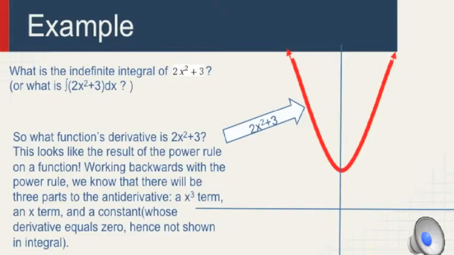Our first example here is, what is the indefinite integral of 2x squared plus 3? So, what function's derivative is 2x squared plus 3? This kind of looks like the result of the power rule of a function. Alright, working backward with the power rule, we know that there's going to be 3 parts to this antiderivative. There will be an x cubed term, an x term, and a constant, which Aaditya mentioned before.